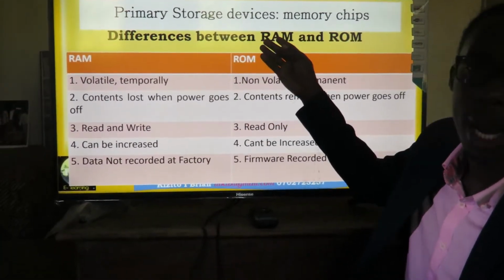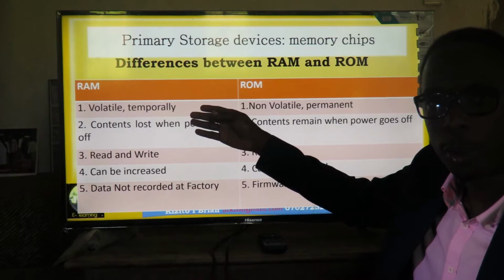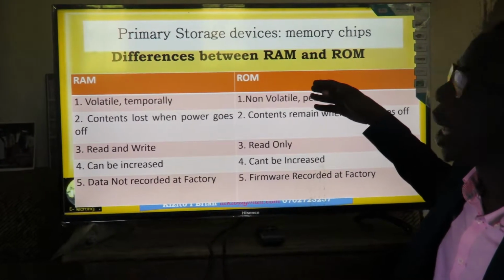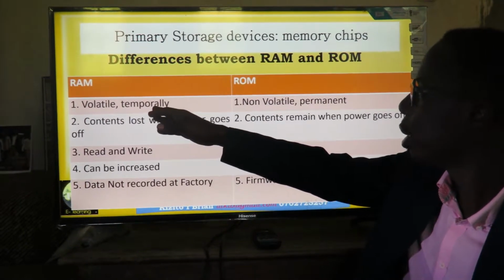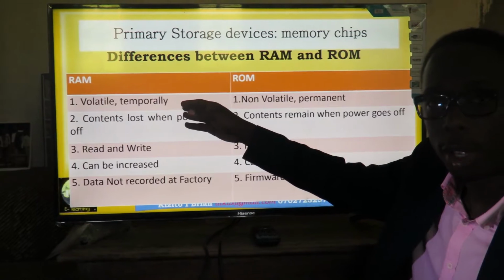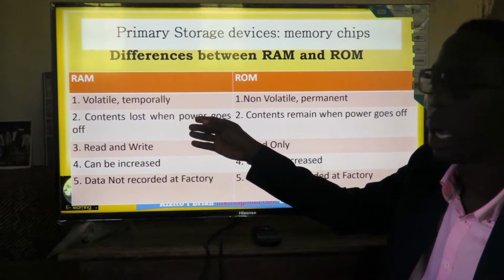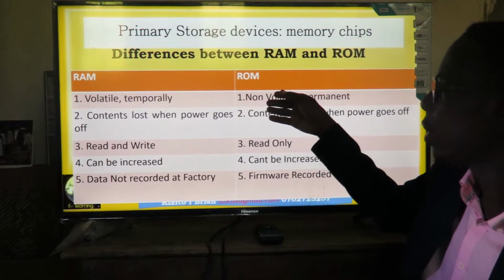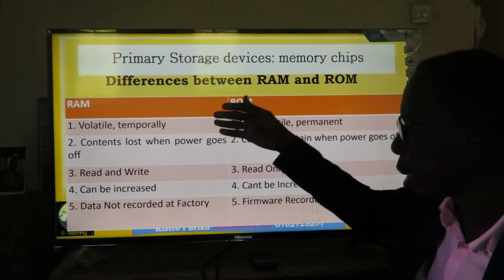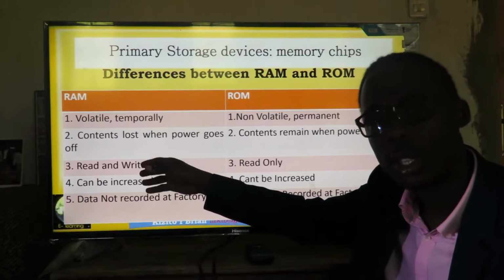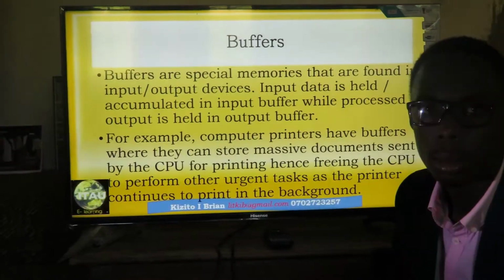The differences between RAM and ROM. RAM is the volatile memory of a computer, whereas ROM is the non-volatile memory of the computer. RAM is a temporary memory, whereas ROM is permanent. Data that is stored in RAM can be lost when power goes off, whereas the data that is stored in ROM is never lost. Ladies and gentlemen, RAM can be increased. RAM is read and write, whereas ROM cannot be increased.